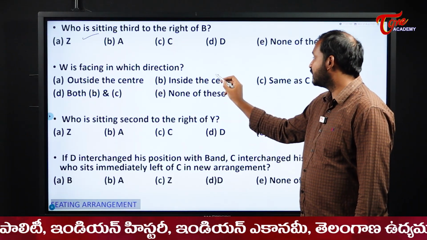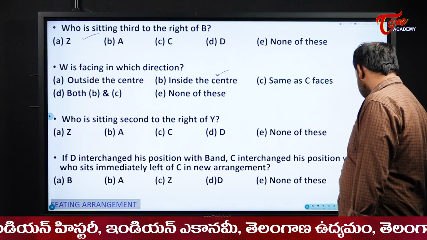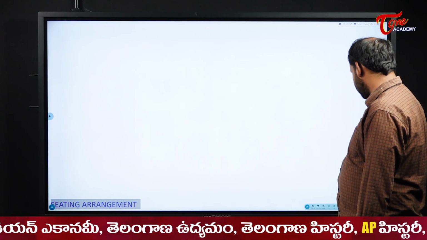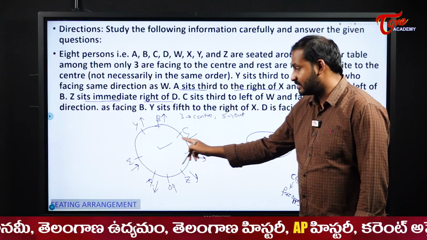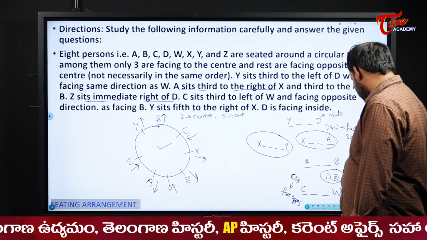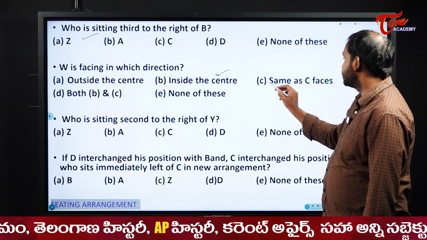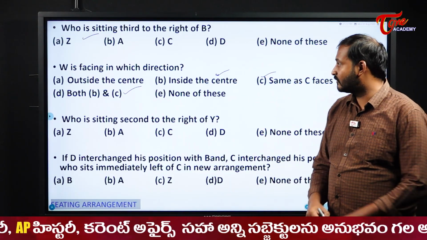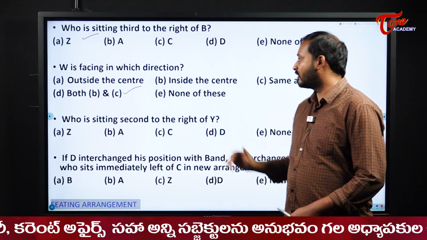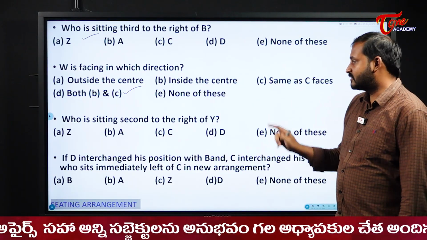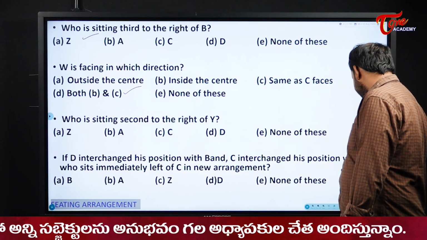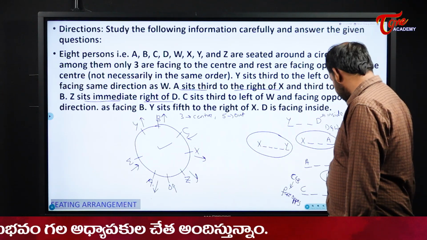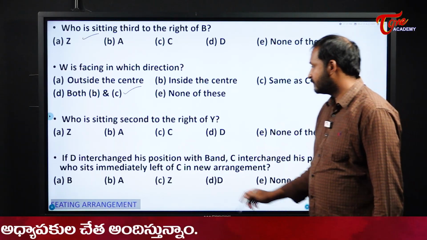Okay, now please here, same as C faces. We need to check whether it is possible or not. C and W are facing in the same direction or not. Yes, C is also facing the same direction. So both are correct. So our answer here becomes both B and C. Already I told you, right? Whenever you have these types of options, please be careful. Next, who is sitting second to right of Y? Second to right of Y. C is sitting second to right of Y.